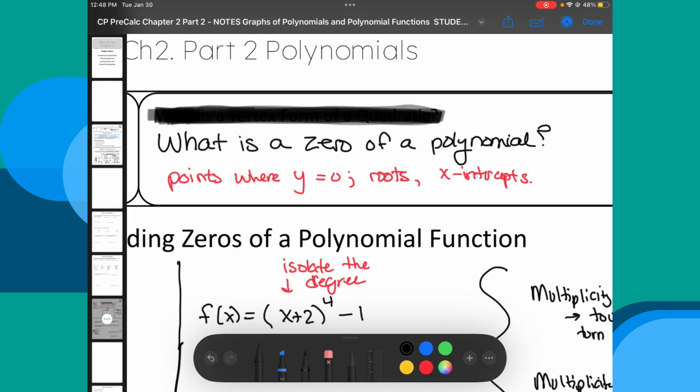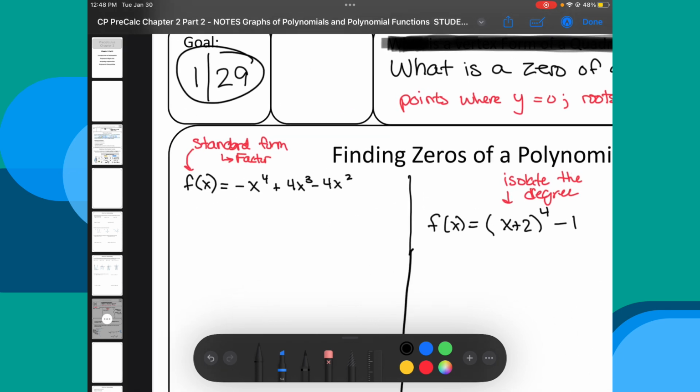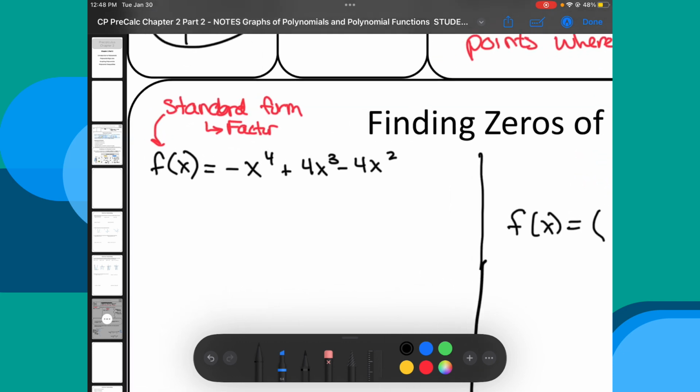So what is the zero of a polynomial? This is when y is equal to 0, so it's also known as our x-intercept or the roots or solutions. So let's find some zeros of a polynomial.